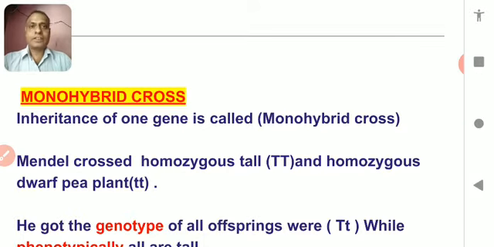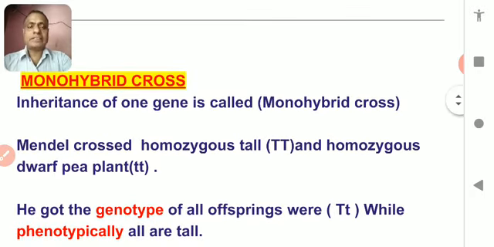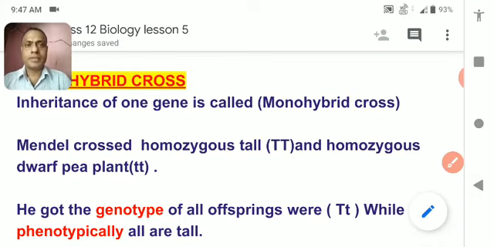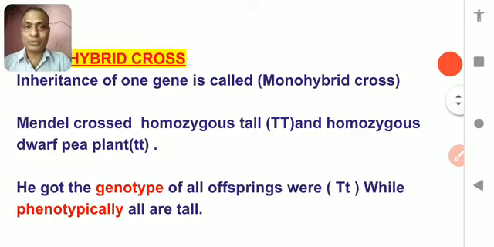So let's start. What is meant by monohybrid cross? Monohybrid cross means when a single gene is chosen for crossing between the two individuals. Suppose we have chosen one character, that is tallness or dwarfness of the plant, means the character was height of the plant, and the two traits were tallness and dwarfness. So if one character is chosen for crossing, then it is called monohybrid cross. I think you know this.